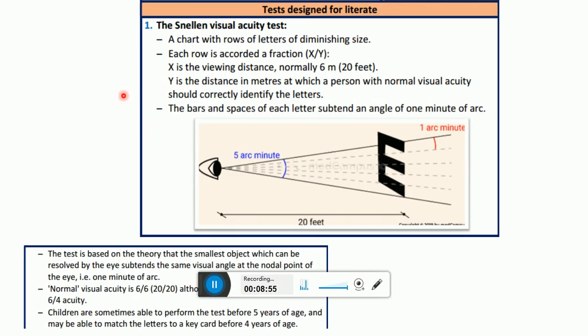Optotype testing of the literate involves the naming of letters. The Snellen visual acuity test is the most commonly used. The test is based on the theory that the smallest object which can be resolved by the eye subtends the same visual angle at the nodal point of the eye as a cone photoreceptor, i.e. 1 minute of arc.